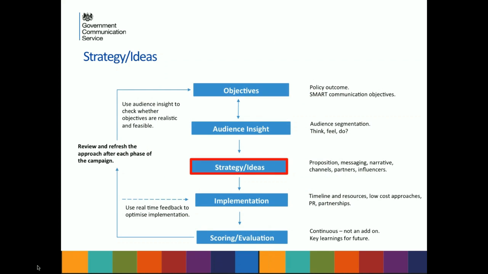So once we know what our clear objectives are and what we're trying to achieve, and we've got some insights on our audiences, we've identified who they are and what they think about the particular issue and how we're going to get them to change their behaviour or come with us on our journey. The next thing that we need to do is focus on our strategy. But before we do that, I will turn back to Fran and see if we've got any questions that are coming from our audience.